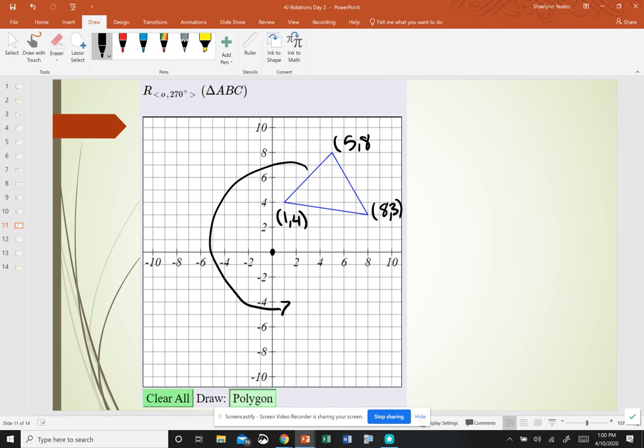Okay, so I rotate it 270 degrees. So I'm looking at it like this. There we go. So now I'm going to go over 1, up 4. Notice that this is now 4, negative 1. Now I'm going to go over 8, up 3. This is now 3, negative 8. Okay, and then I'm going to go over 5. Oh, that should have another parenthesis. Over 5, up 8, which now, if you look, is 8, negative 5.